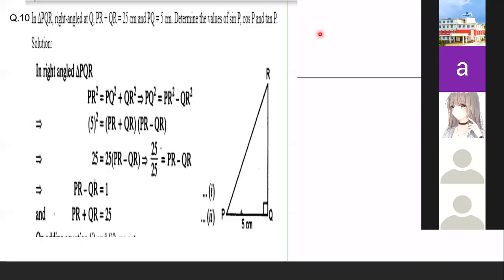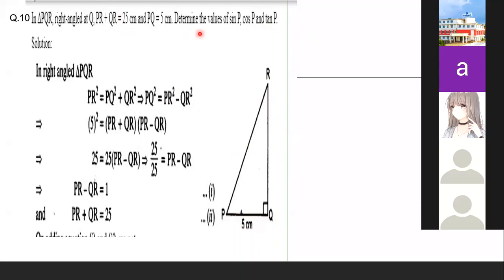Am I audible now? Yes, ma'am. Okay. See children, PR plus QR, the sum of the hypotenuse and one side, they gave as 25, and the other side PQ they gave as 5 centimeter. So the sum of our remaining two sides is 25. Am I clear with this one?